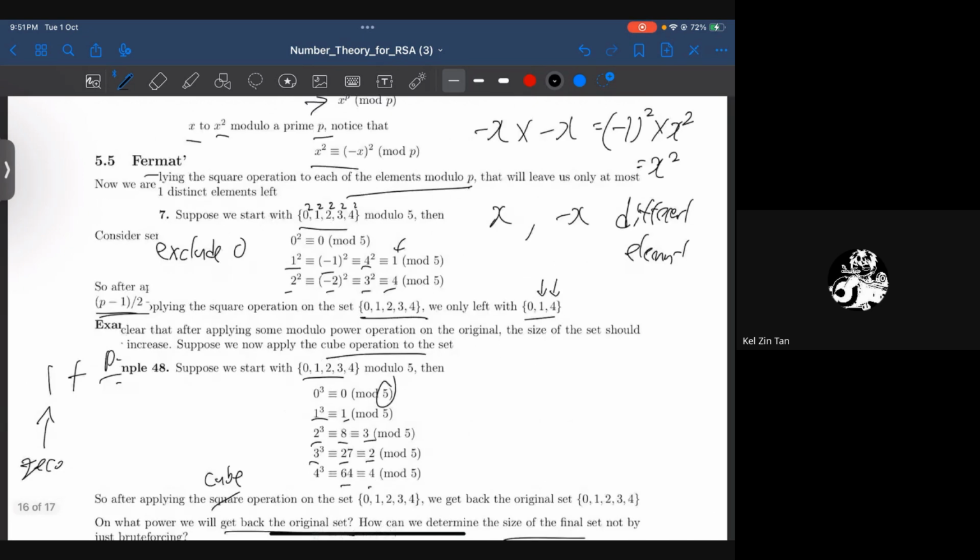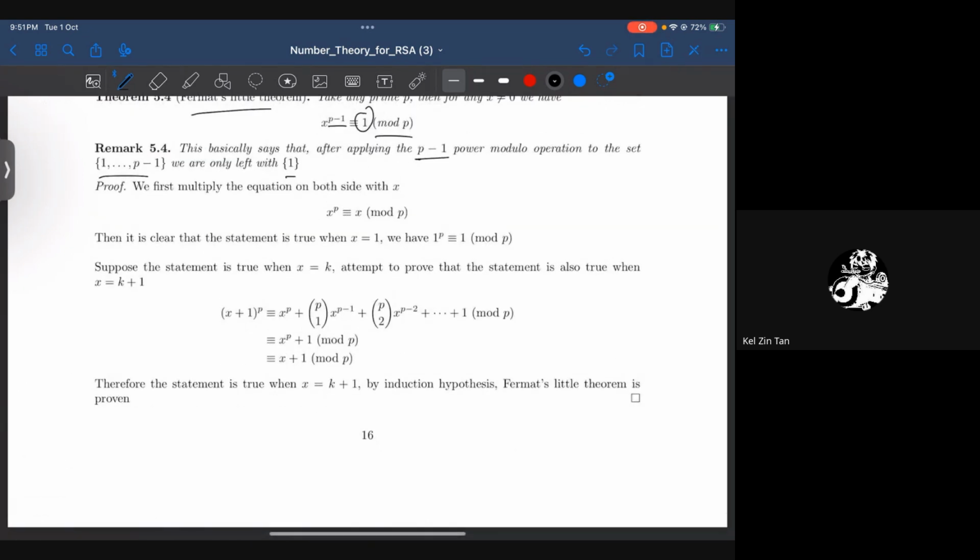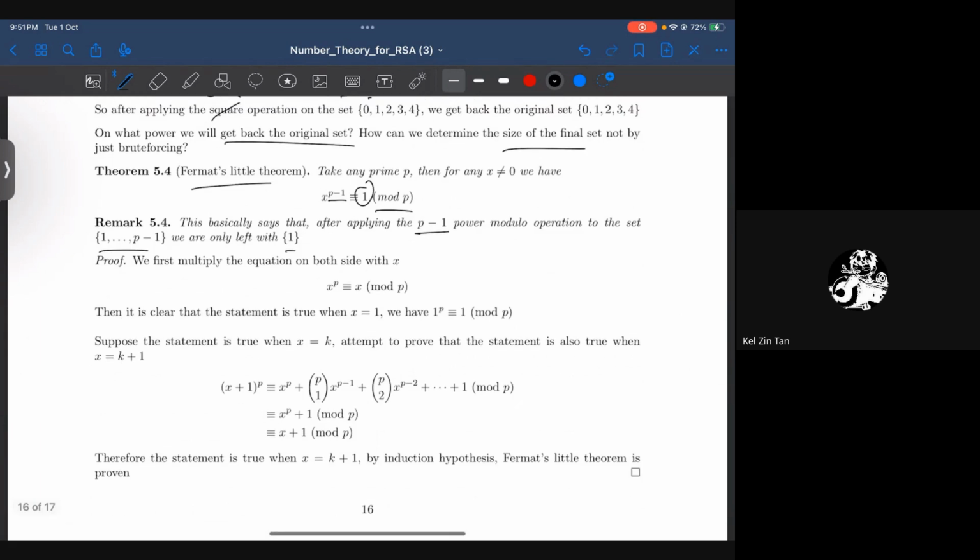Okay. But how do we prove this? We try to use a non-group theory method to prove this theorem. So first, we multiply both sides by x. We multiply x here and x here. And then we try to prove that x to the power of p is congruent to x modulo p. Now to prove this statement without using group theory, we need to use mathematical induction.